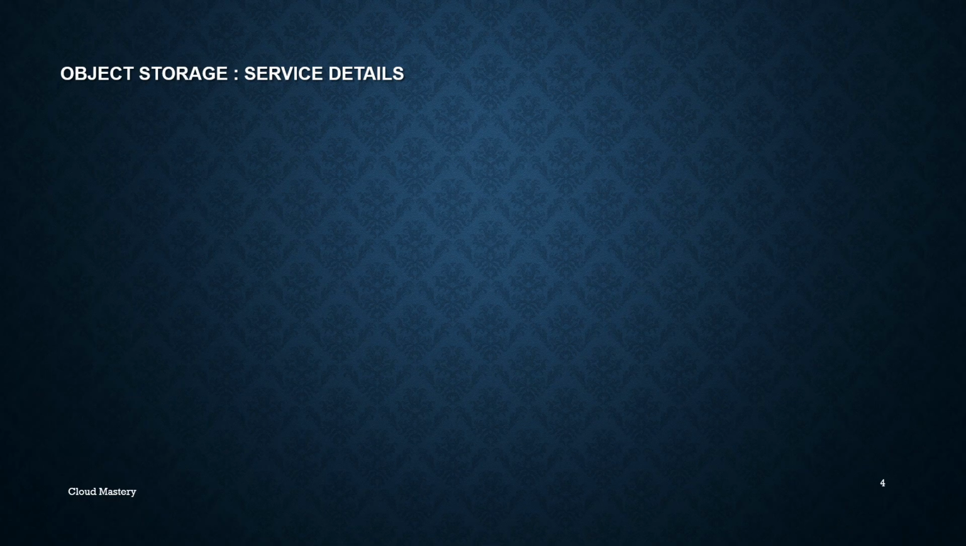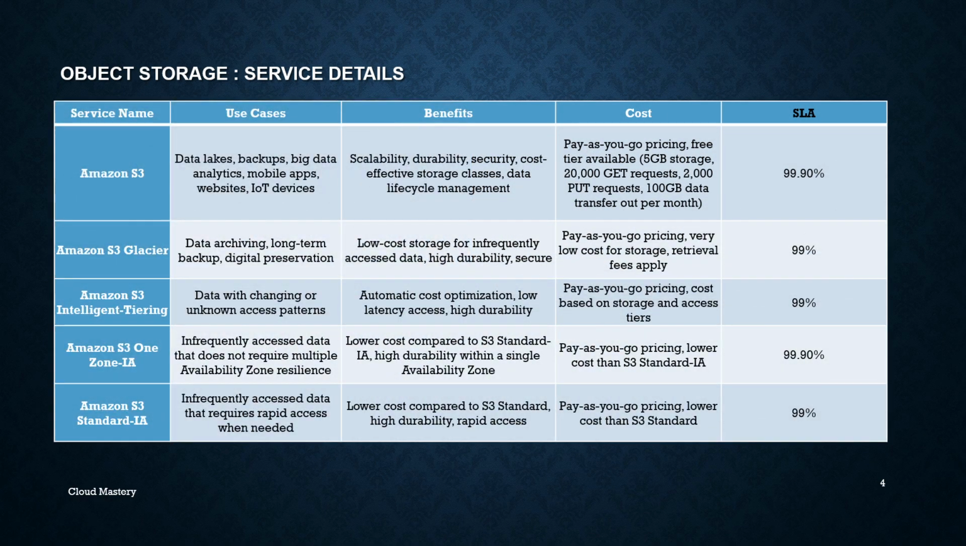Let's talk about object storage first. Here we have S3 Glacier, S3 Intelligent Tiering, S3 One Zone IA, S3 Standard IA. Let's talk about use cases, benefits, cost, and what kind of SLA we have for these services available in AWS. Amazon S3 is used for backups, data lakes, big data, websites, mobile applications and IoT devices. You get the benefits of durability, security and cost-effective storage classes, and you can also follow lifecycle management.